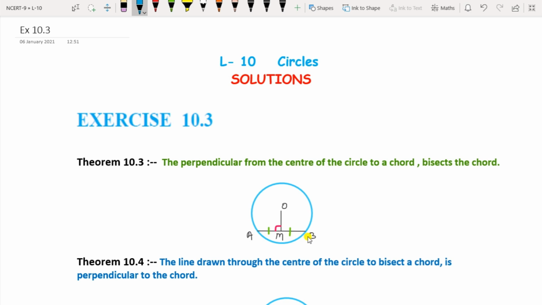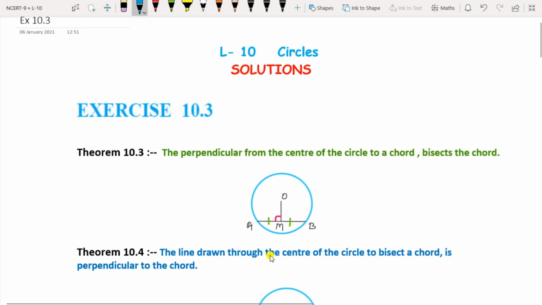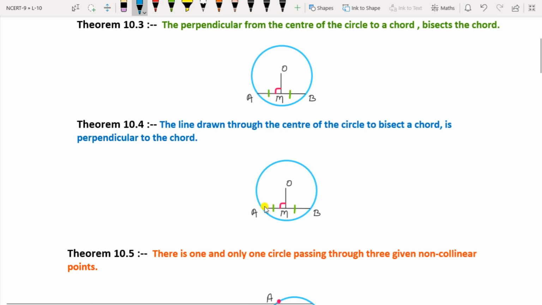AB is a chord here, and if you draw a perpendicular from the center of the circle to that chord, it will bisect the chord, that is AM will be equal to BM, and this is perpendicular to the chord, meaning the angle will be 90 degrees here, that is angle AMO or BMO is equal to 90 degrees.